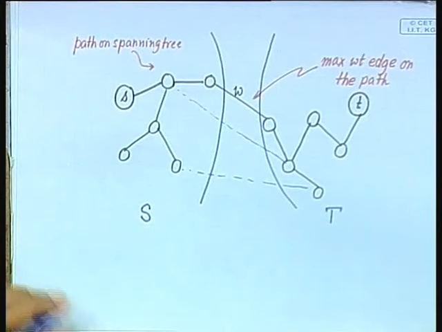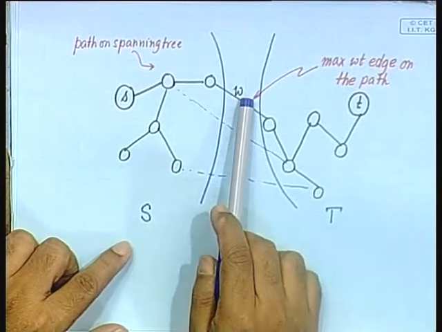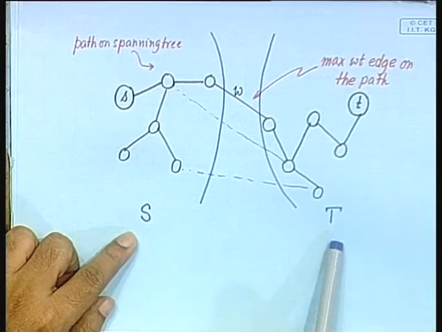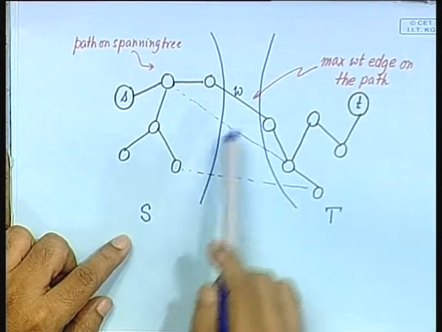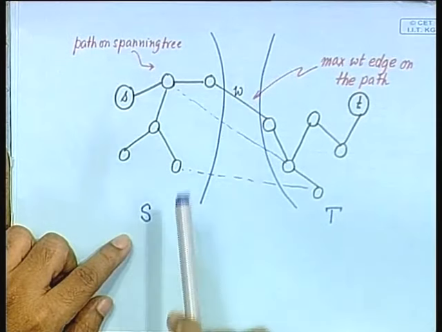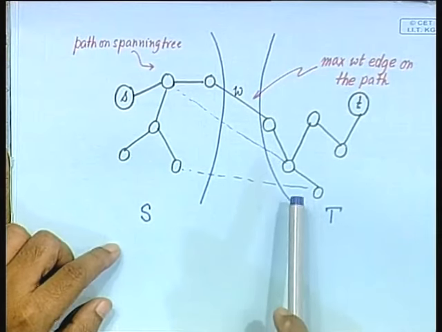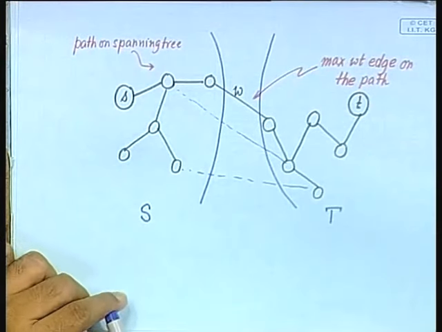In other words, there cannot be any edge having cost less than W from a vertex in S to a vertex in T, because then we can replace W by that edge and get a tree of lesser cost, which is not possible because this is the minimum spanning tree. Okay.